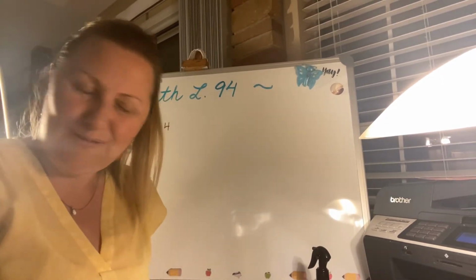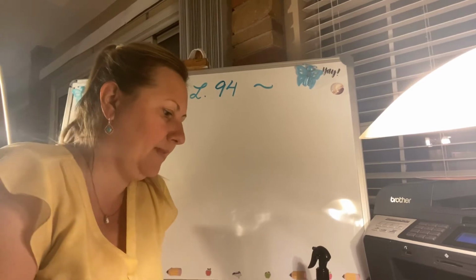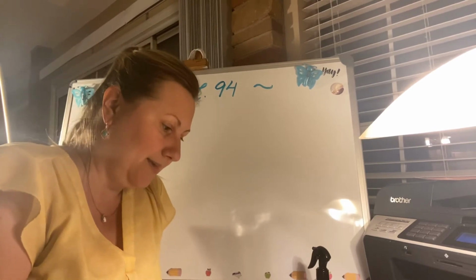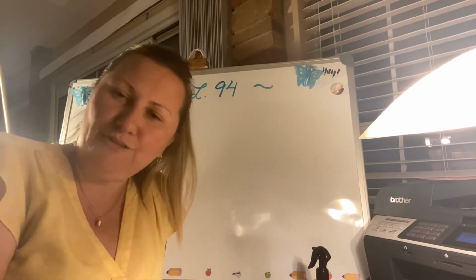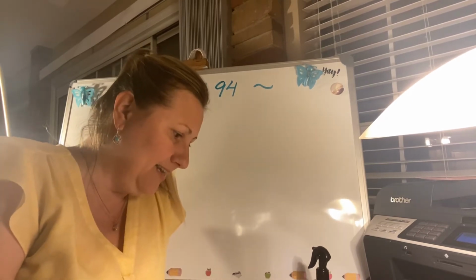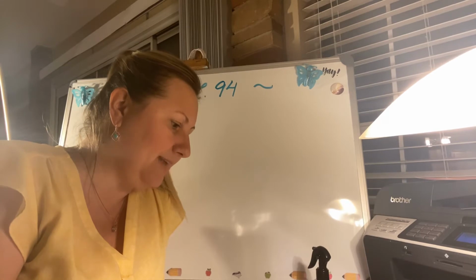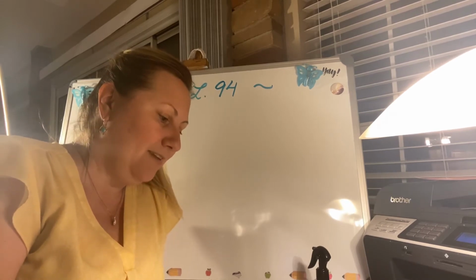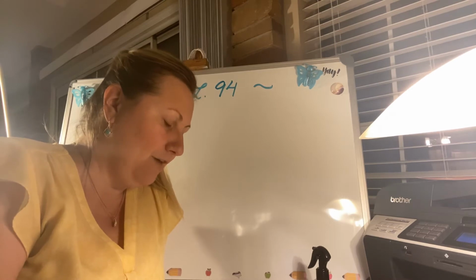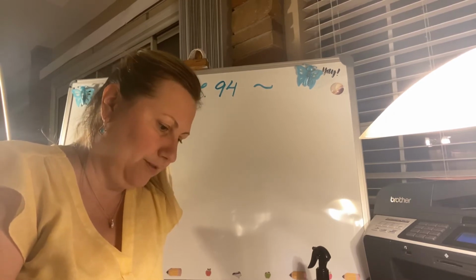Number 6 says, in February, Fairbanks, Alaska has an average high temperature of 7 degrees Fahrenheit. That is very cold. And an average low temperature of negative 14 degrees Fahrenheit. How many degrees difference are these two temperatures?